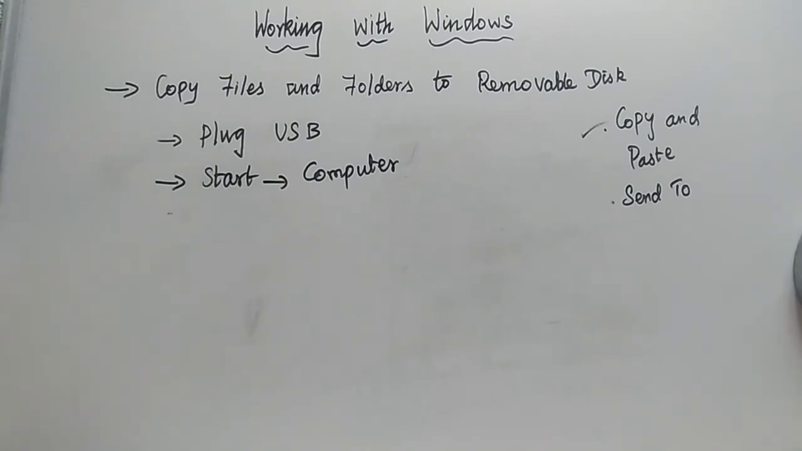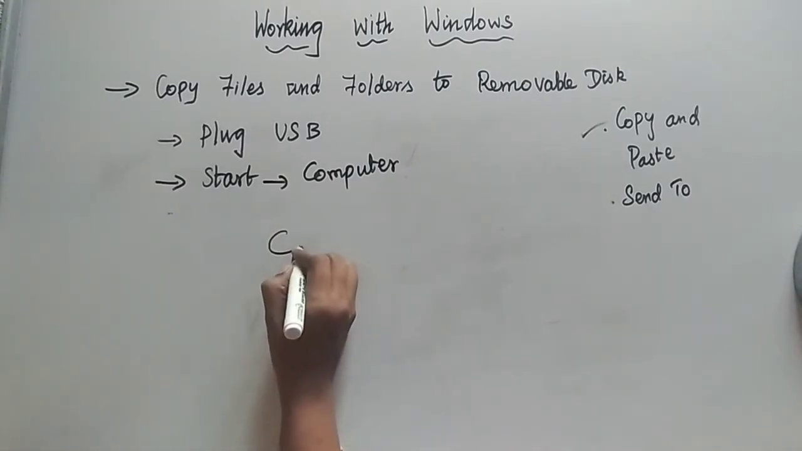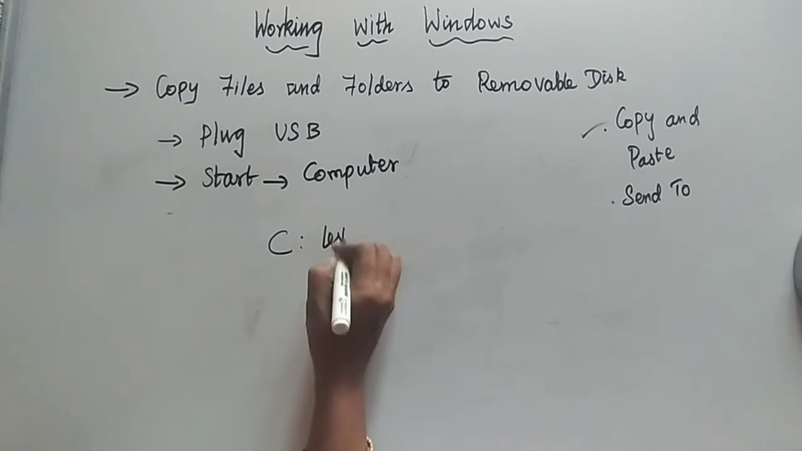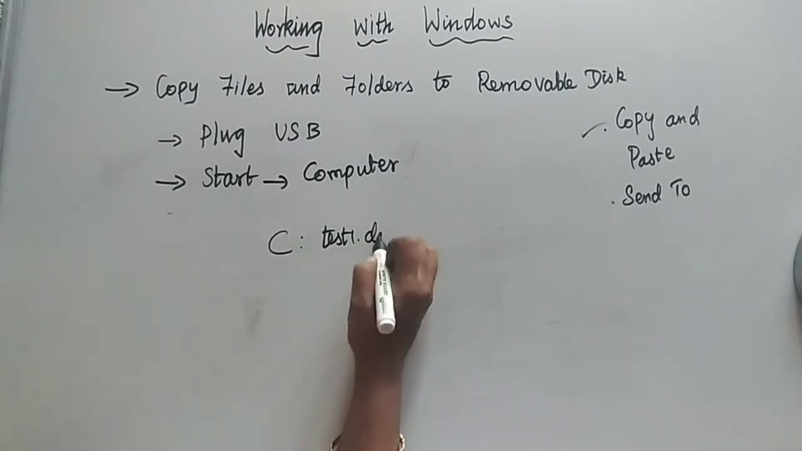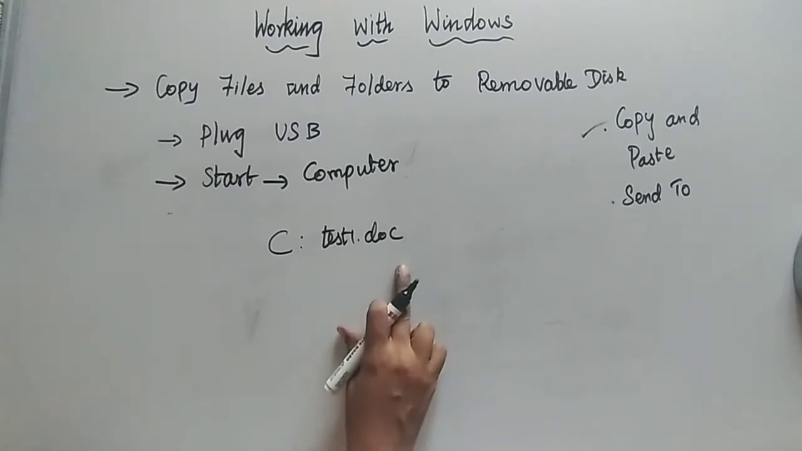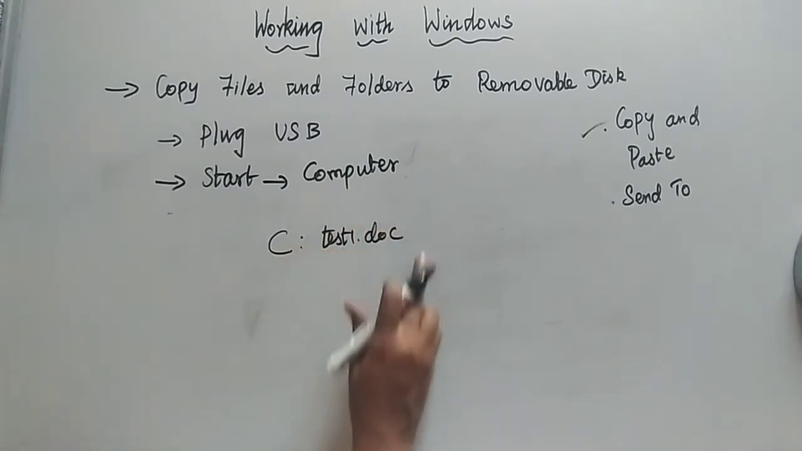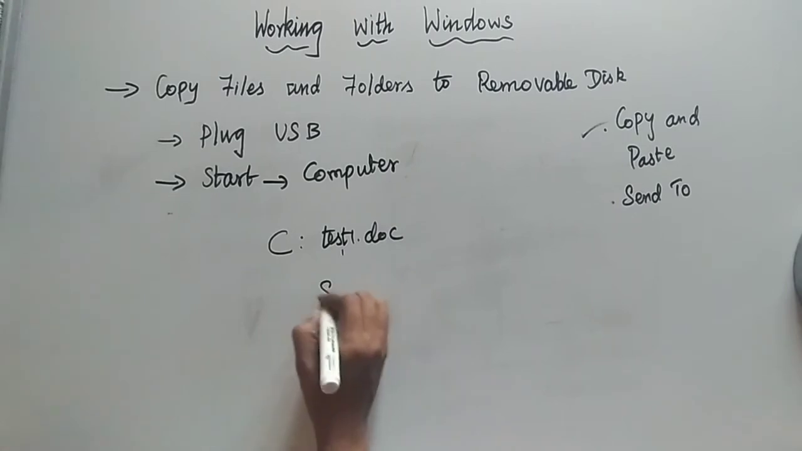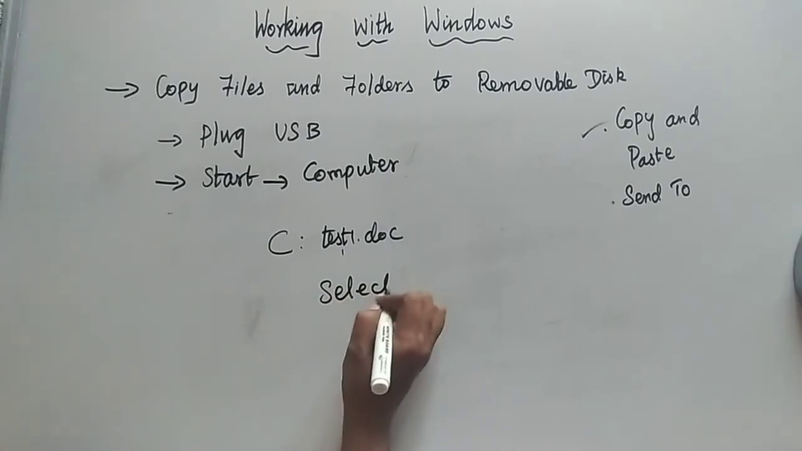After that, what you are going to do is move to the place that is your source, where you have your original file. For example, consider you have your file test1.doc in C colon. So now, as usual, you are going to select it first.